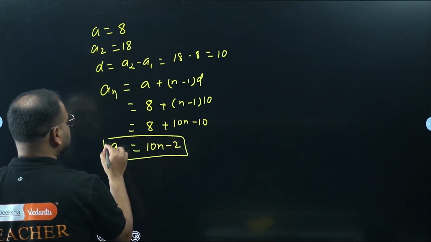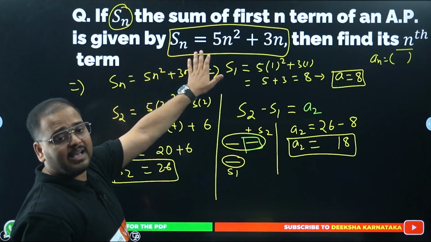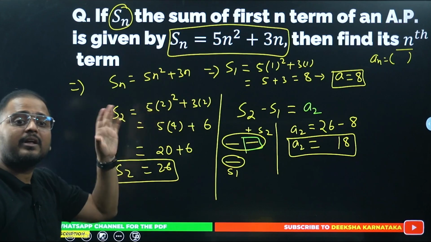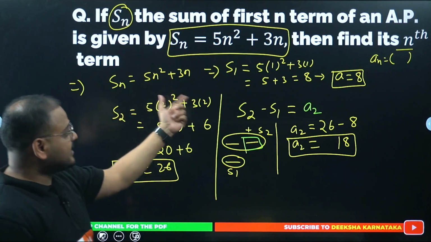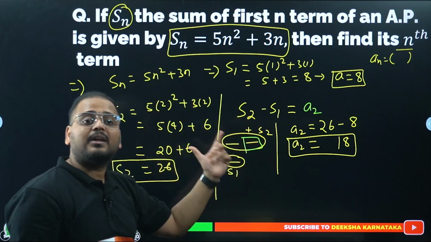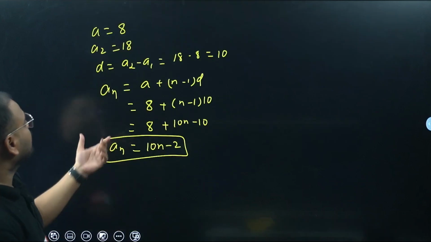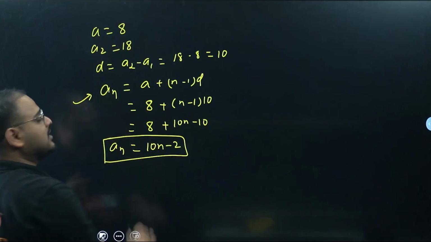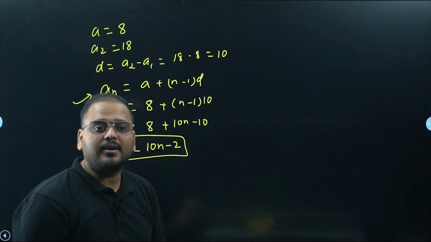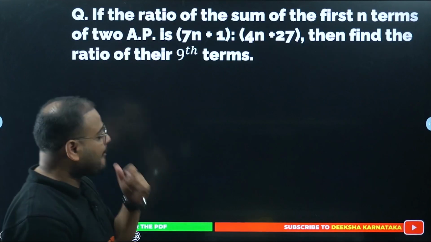I hope this is clear. From the Sn, we have found An. How? We found S1 to find A. We found S2 to find A2. And from there we use subtraction to find D. And from the common difference and the A value, we found An using the general term rule. Clear? Excellent.